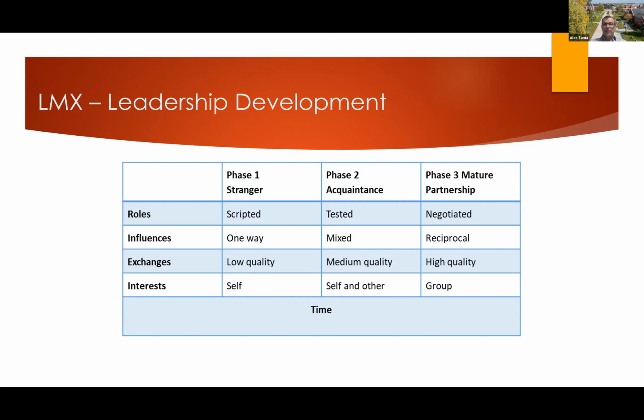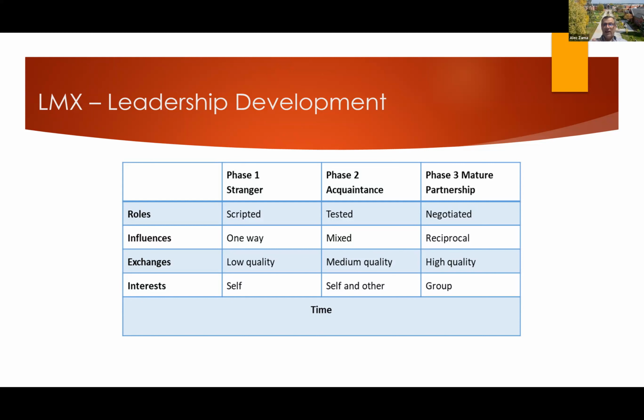In other words, it's based on formal employment contract. All kinds of exchanges are based on job descriptions. Influences tend to be in one way. The leader mostly influences from the leader towards follower. The exchanges are very low, and the interest is in self. The employee wants to make sure that they keep their jobs, and the leader wants to make sure that they are working towards achieving organizational goals.